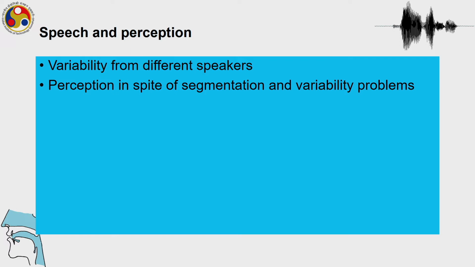Perception in spite of segmentation and variability problems. Now, human beings perceive speech quite well despite all this variability in the signal. There are many variables which occur in the speech of any individual, and the listeners are able to decipher or understand whatever is conveyed by the speaker.